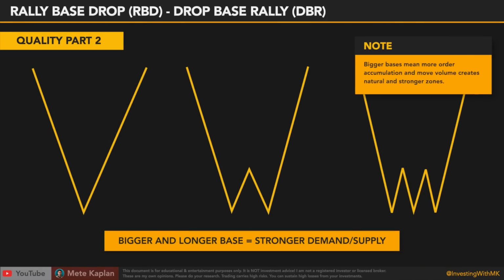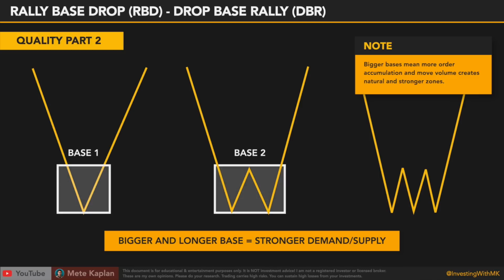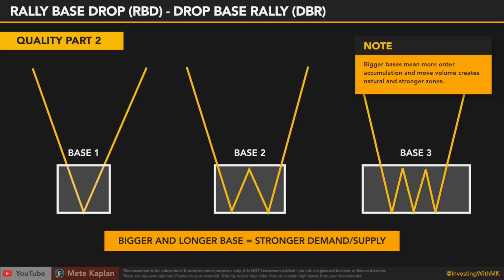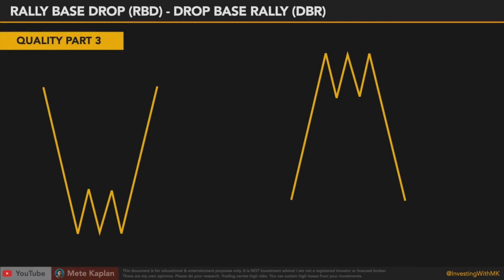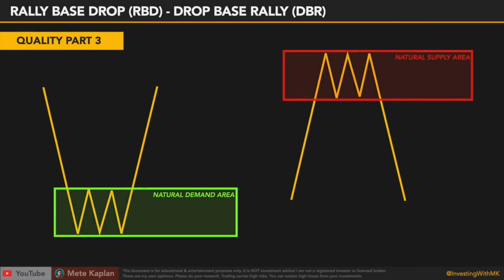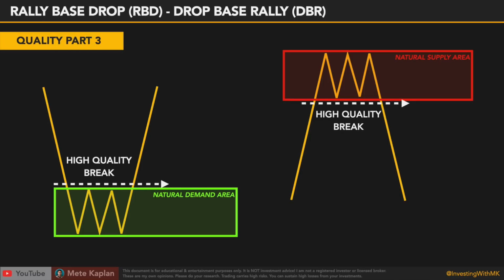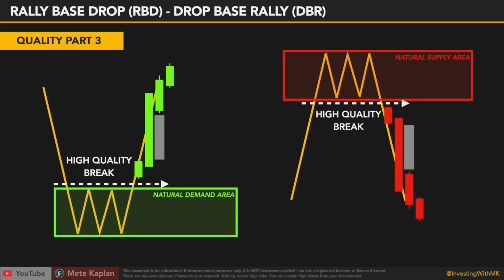Larger bases basically mean more order accumulation. People are more interested in these levels and placing their orders. So, if the price comes back to these levels, there could be a great reaction. The last checkpoint is the high quality breaks in the second leg. I mostly care about the latest price action because the second legs are the ones that create the tradable areas for us, such as order blocks or imbalances.